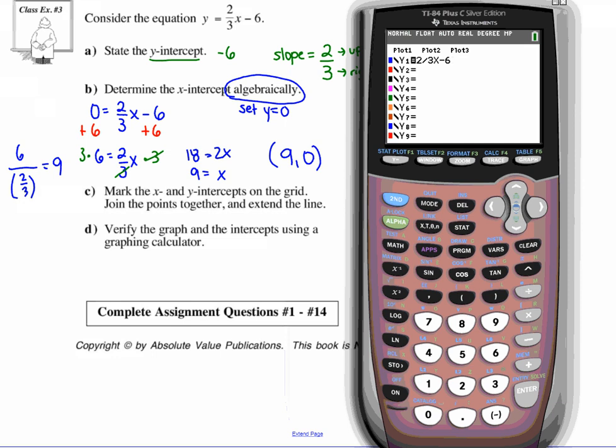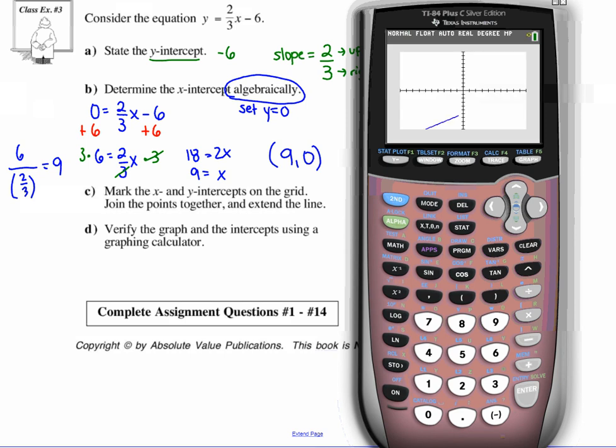So we're going to verify our intercepts. So push graph. How do I find, on the graphing calculator, the y-intercept? Trace, and it actually is already there. Or trace 0, enter. Okay, -6. So that's good. How do I find the x-intercept? So go to y equals, y2 equals 0. Because the x-intercept is when y is 0, we're going to make another equation, y equals 0.